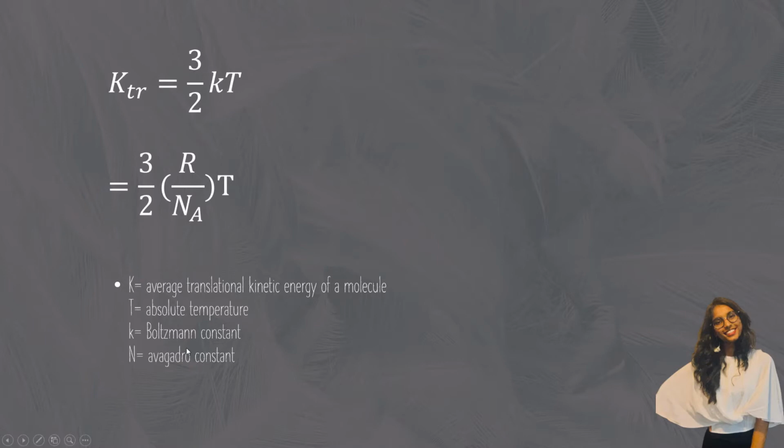So the average translational kinetic energy of a molecule equals 3 over 2 kT. Small k refers to the Boltzmann constant and T refers to absolute temperature. This is equal to 3 over 2, and k we can also substitute as R over Na, where Na refers to the Avogadro constant, times absolute temperature. We should not forget to convert degrees Celsius into Kelvin because it's absolute temperature.